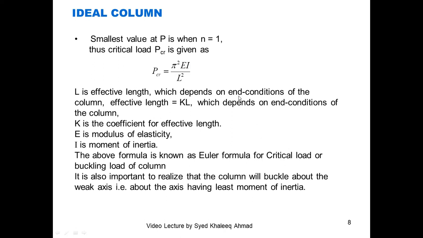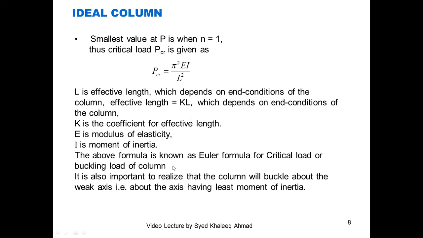So end conditions will also play an important role in determining the critical load of the column. K is the coefficient for effective length. When you multiply K with L, where L is the length of the column from one end to the other end, you get the effective length. This formula is known as Euler's formula for critical load or buckling load.